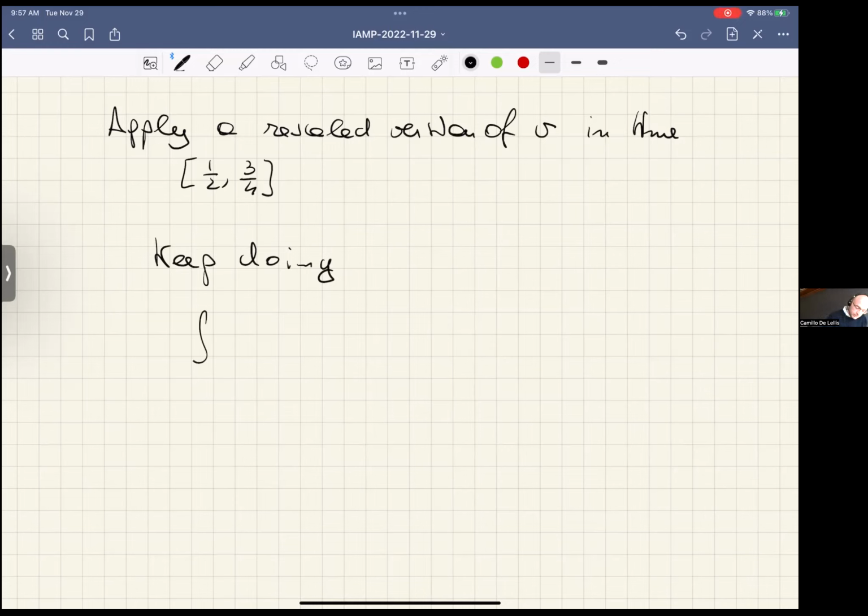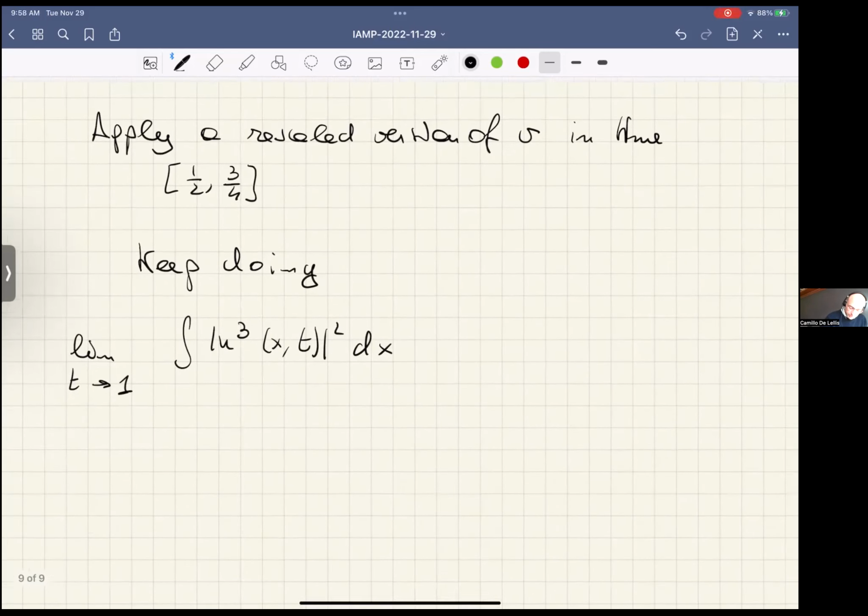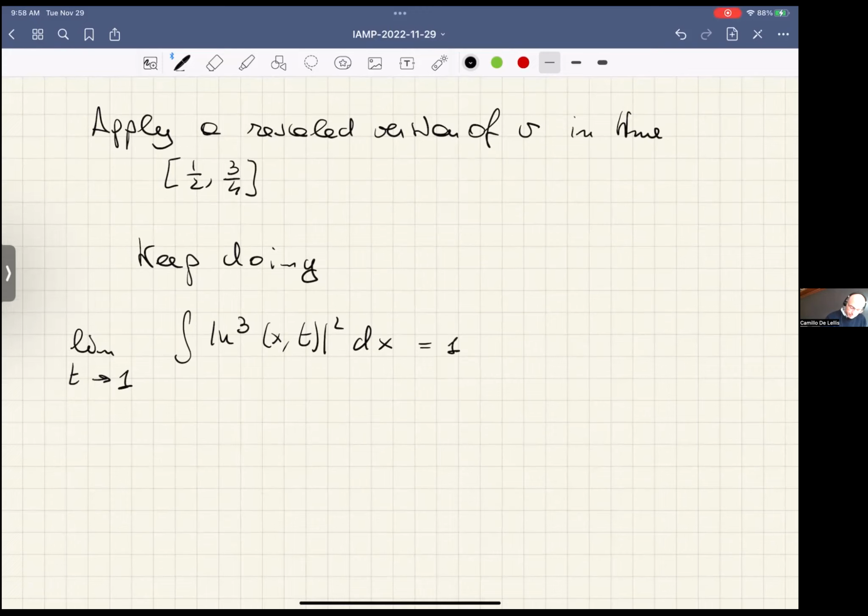Okay. So if you do this, when you're actually going to compute this quantity and take the limit for time t to 1, this thing actually is going to be equal to some constant, but U3 at time 1 is equal to 0.